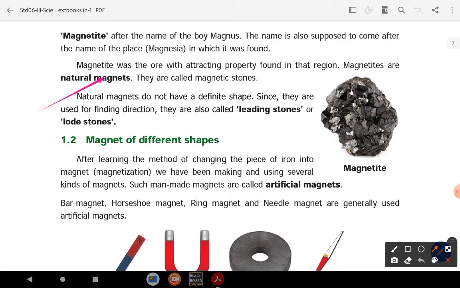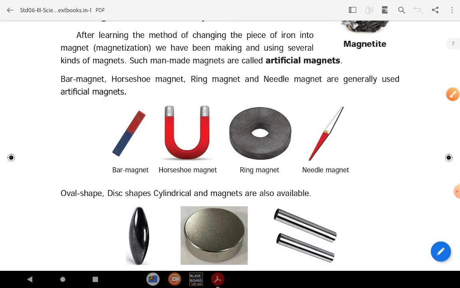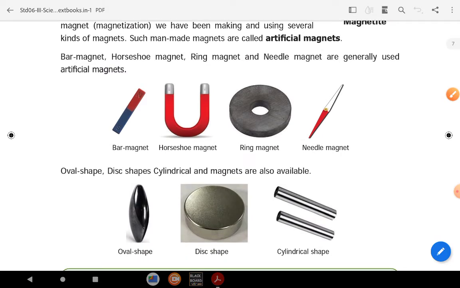மனுஷன் உருவாக்கல. But here, what did man do after finding out the method of changing the piece of iron into magnet, that is magnetization? He made magnets. And these magnets are called artificial magnets. Okay, so see here, what are the different kinds of shapes of the magnets given here? Magnet, bar magnet. Can you see, children?